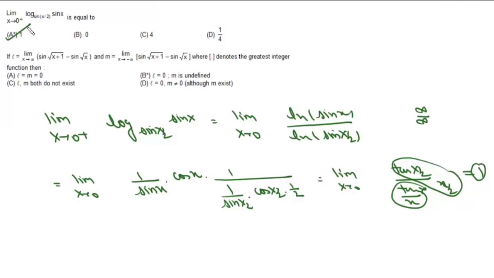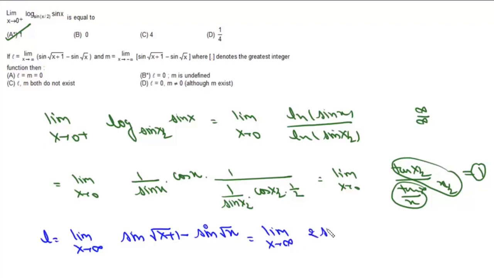Now if we look at this second one, then L is this limit x tends to infinity sin under root of x plus 1 minus sin under root of x. Now we'll use the formula sin c minus sin d. So it will be this limit x tends to infinity 2 sin of c minus d by 2, so it will be under root of x plus 1 minus under root x by 2, into cos under root of x plus 1 plus under root of x by 2.